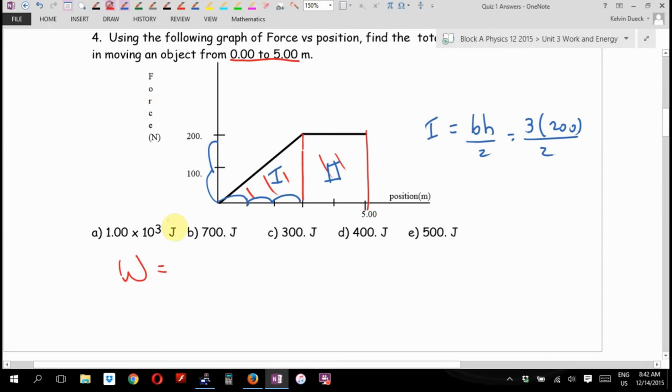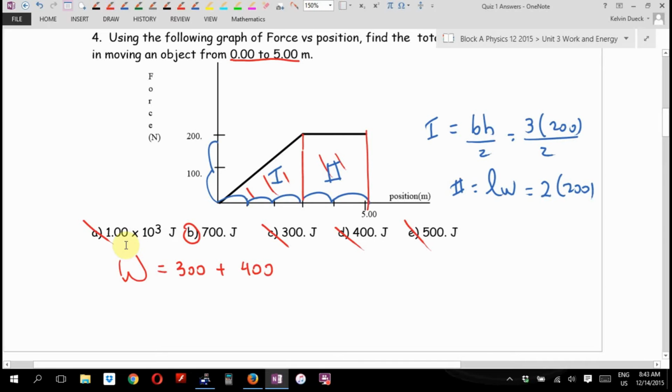It's going to be 300 plus. Right away I would cross that answer off. I'm telling you, because it's going to be 300 plus something. Area 2 is going to be length times width, where the length is 2 and the width is 200. It's going to be 300 plus 400. Jake, I can do that in my head, in your head. What is 300 plus 400? Yay! 700 joules of work.